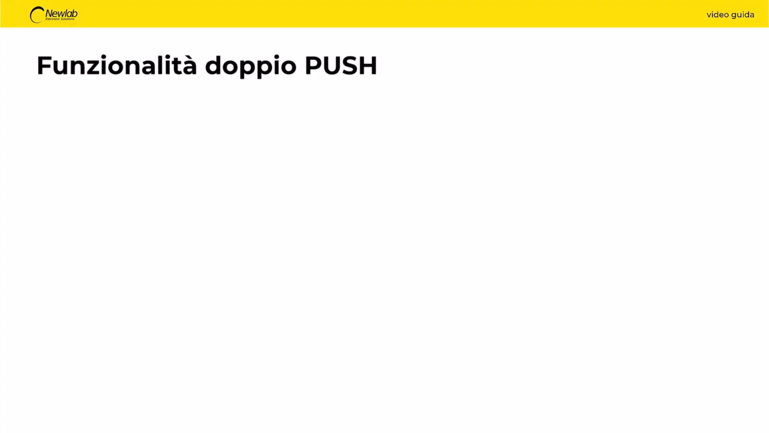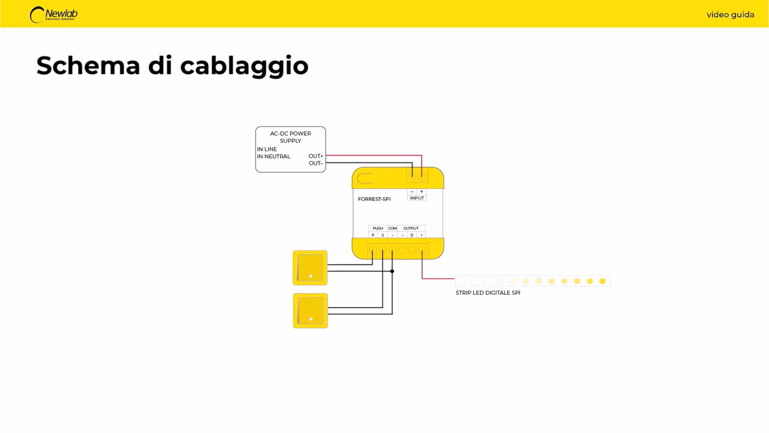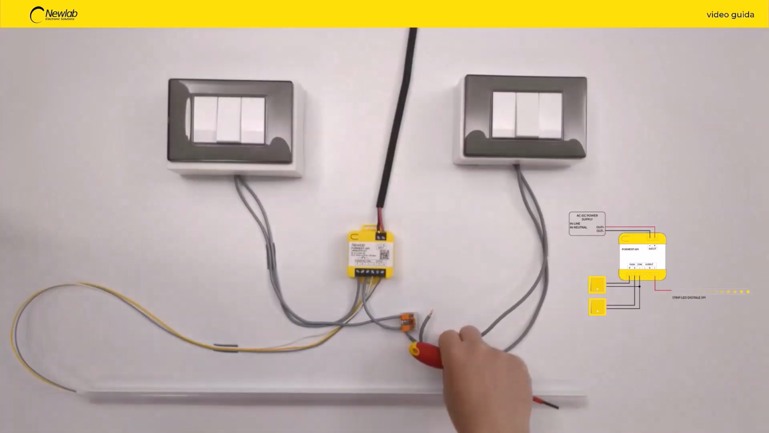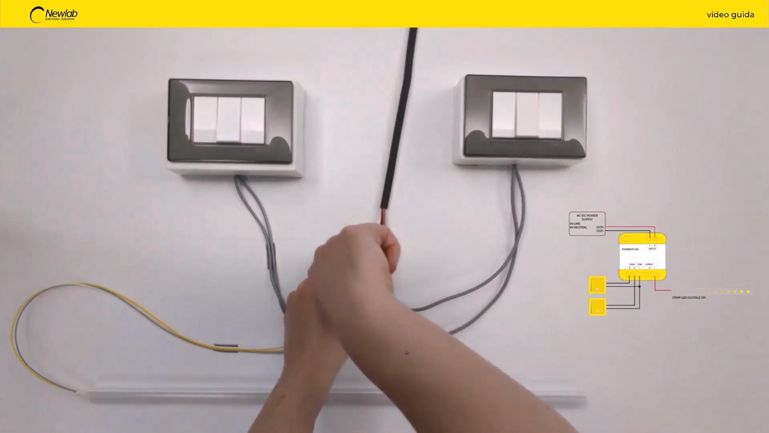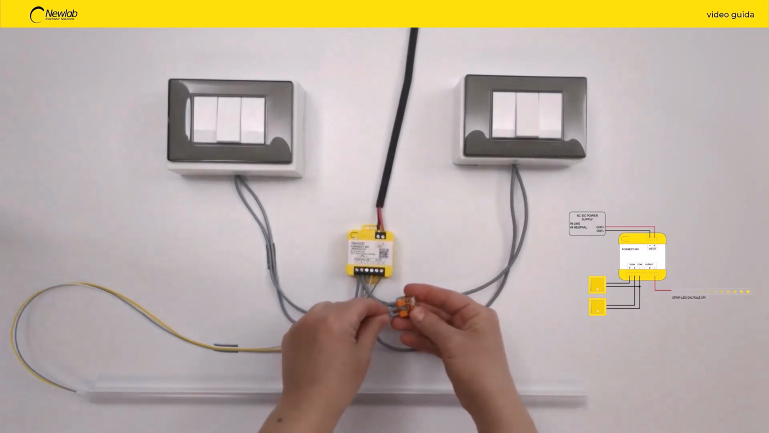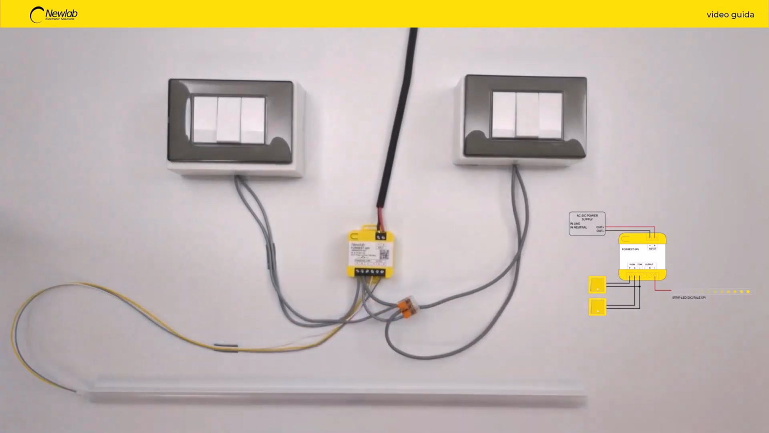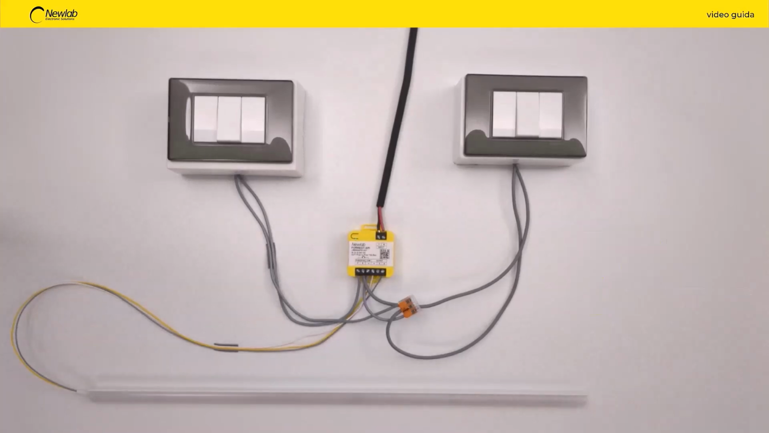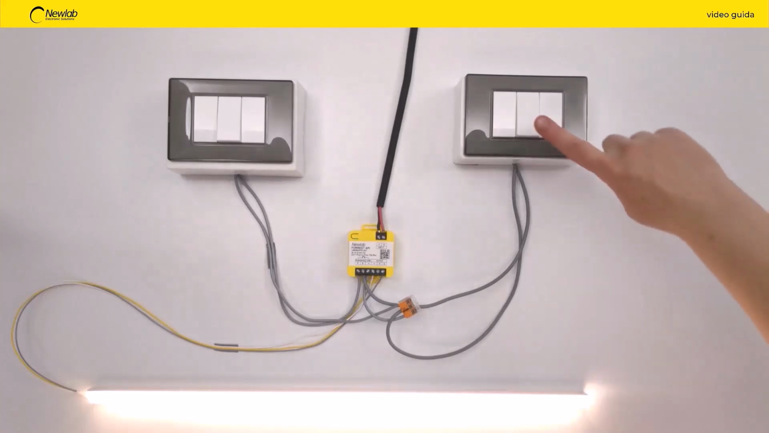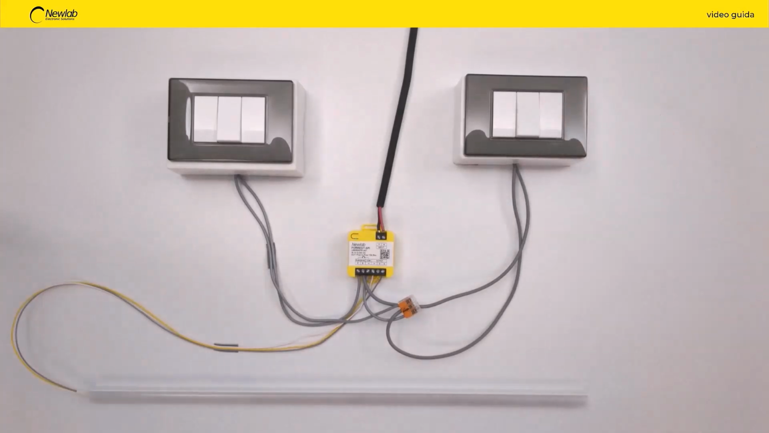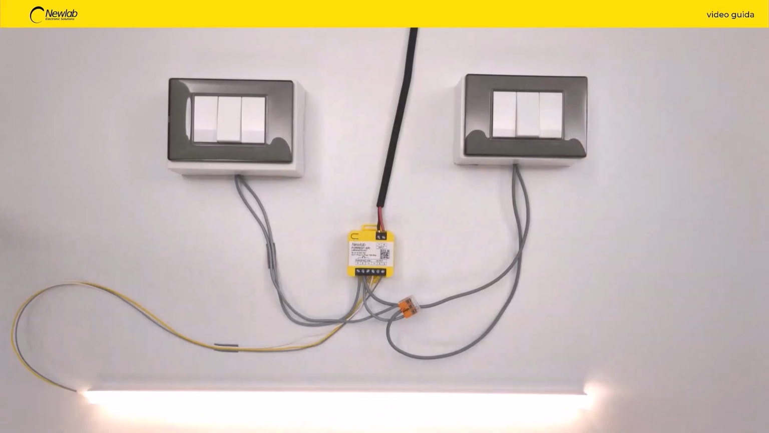Double push functionality. Some shows, such as the corridor, require the use of two push buttons. Starting from the basic wiring diagram, connect the second push button between Sync S and COM- input. The show corridor involves switching the LED strip on and off from both buttons. The fill effect will start from the side of the pressed button. The switch off effect will start from the side opposite the pressed button.